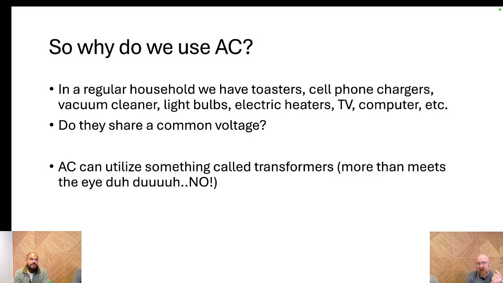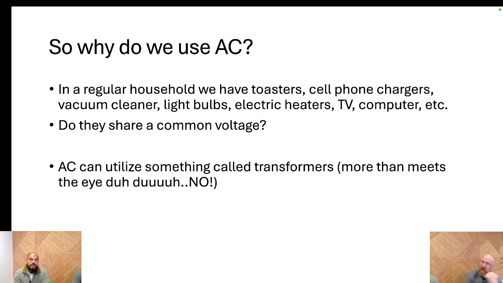DC makes sense only when you're generating it locally. If you've got a solar system, DC is the way to go. Most of the things you could get to run on that, and for anything that you need AC for, you could get an inverter, if you're generating your electricity at your home.